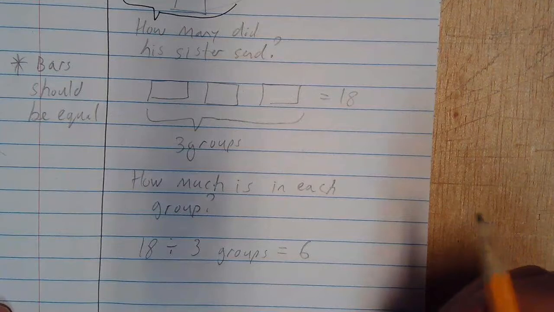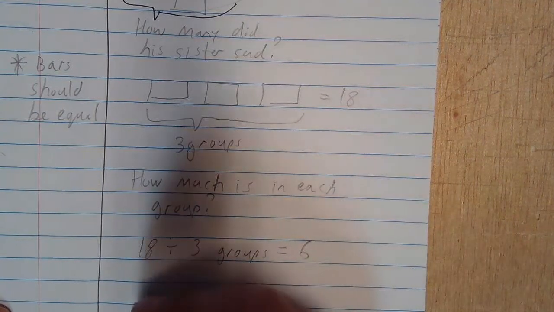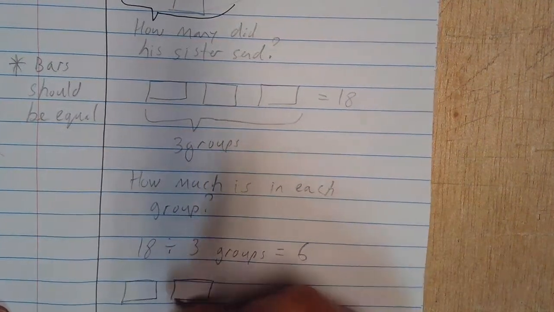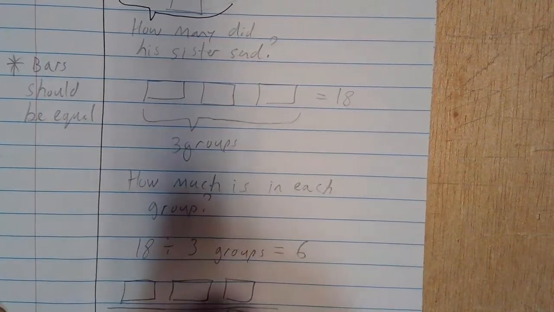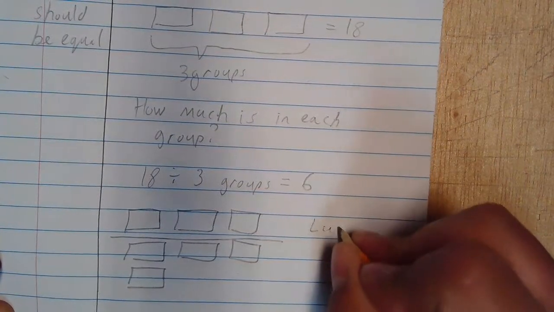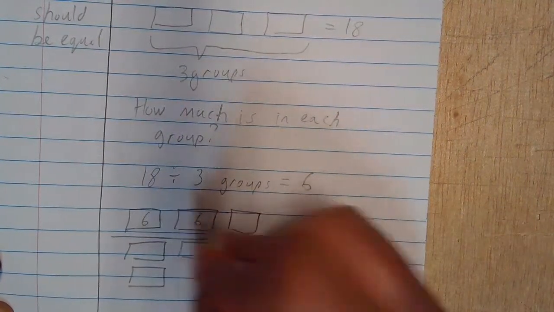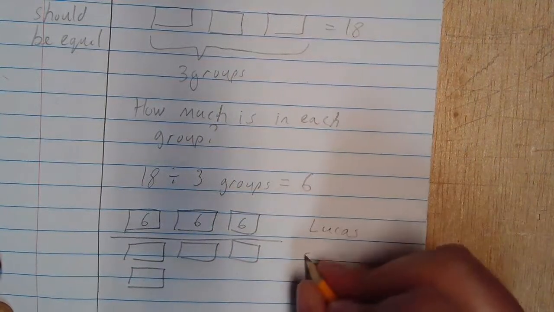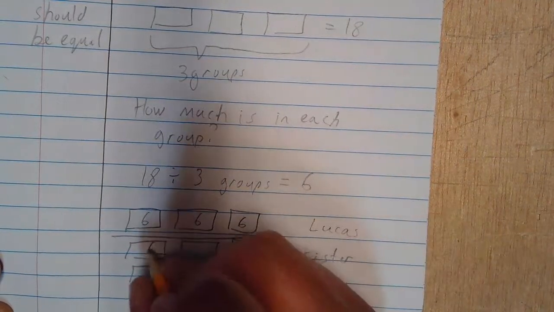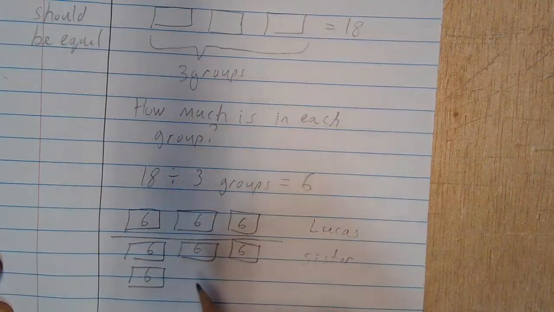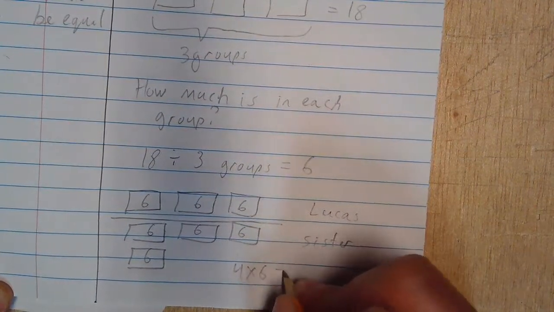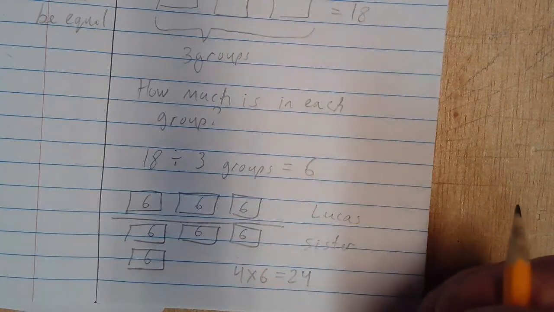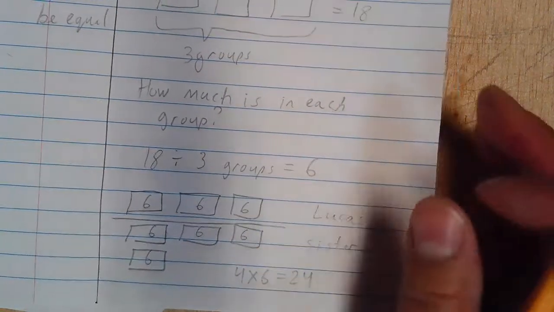Okay, at this point, guys, you really got to know your times tables. All right, so I'm going to redraw this. If Lucas is 18, and each one's supposed to be 6, right? That's 6, 6, 6, that's 18. And the sister, well, how much will she have if it's 6, 6, 6, 6? That's 4 groups of 6. 4 times 6, that's 24.